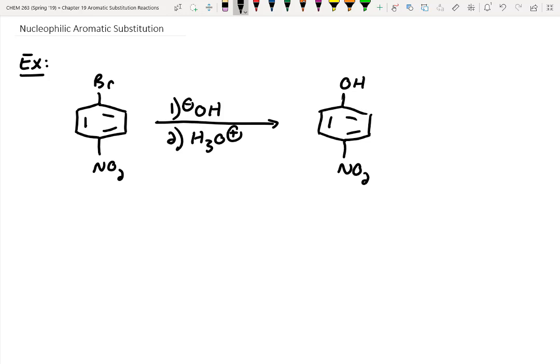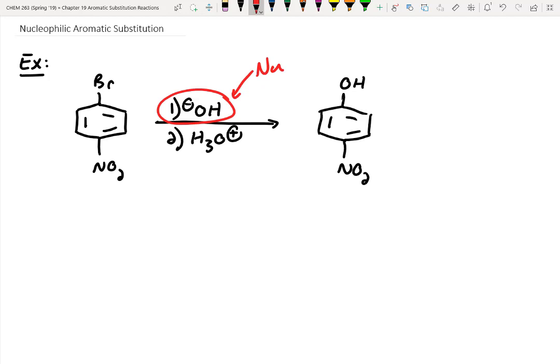So then the question is, what in the heck is happening here? If we think about hydroxide, that is most definitely not an electrophile, meaning our aromatic ring is not going to attack it. What do you think will happen instead? It attacks the ring, right? So this is a good nucleophile.